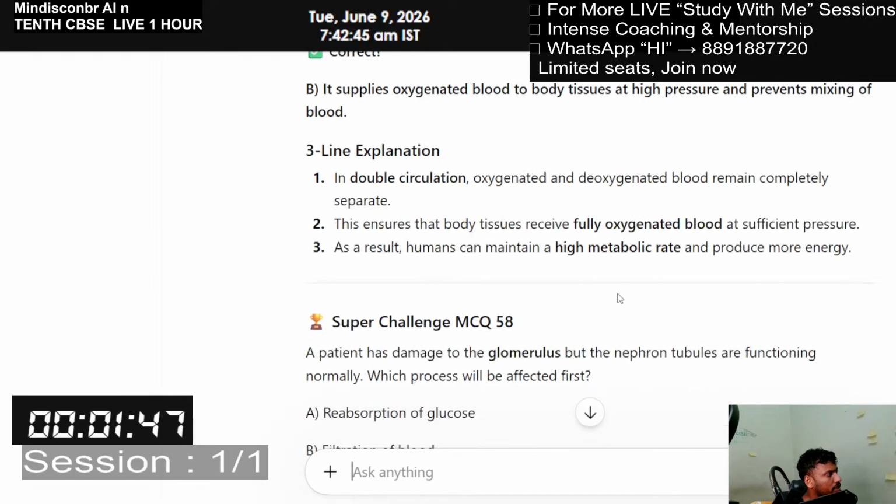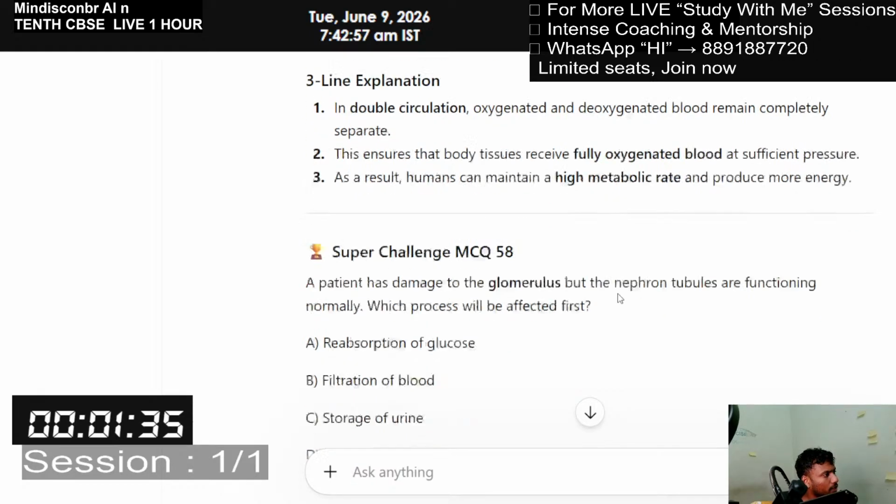In double circulation, oxygenated and deoxygenated blood remain completely separate. This ensures that body tissues receive fully oxygenated blood at sufficient pressure. As a result, humans can maintain a high metabolic rate and produce more energy.